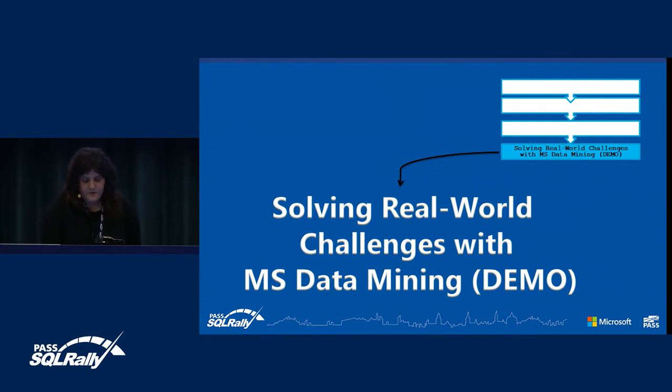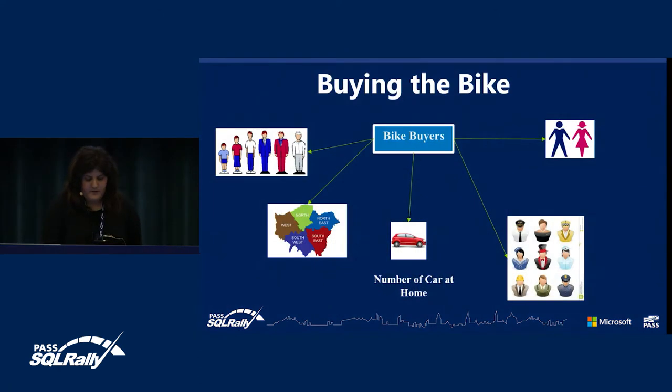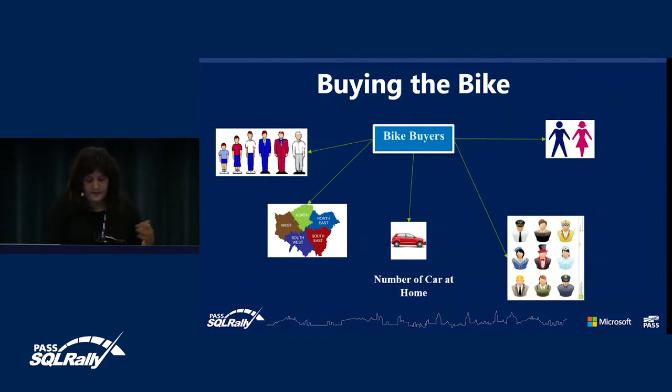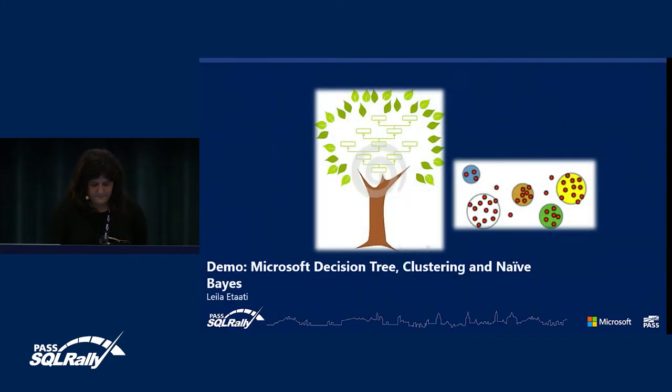For now, I'm going to show you some real-world demos about data mining and how to use it. The problem we have is about who is going to buy a bike. We have some specifications of people, like their gender, occupation, number of cars at home, their distance, and also the age group, to find out who our potential customer is.